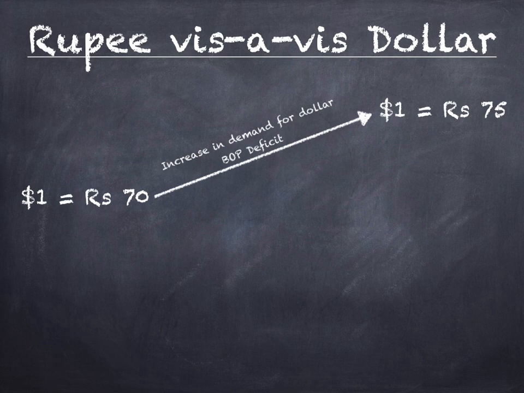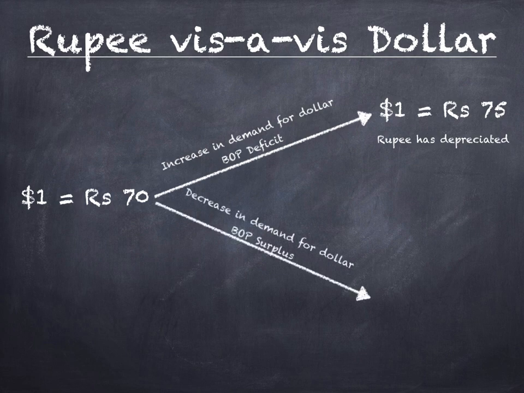So when there is a balance of payment deficit, there is an increase in the demand for dollar. And when there is an increase in demand for dollar, rupee depreciates because dollar becomes pricey. Price of dollar increases in rupee. So when there is a balance of payment deficit, then there is increase in demand for dollar. And when there is increase in demand for dollar, then rupee is depreciating. All right. Similarly, if there is a decrease in demand for dollar, and when does that happen?